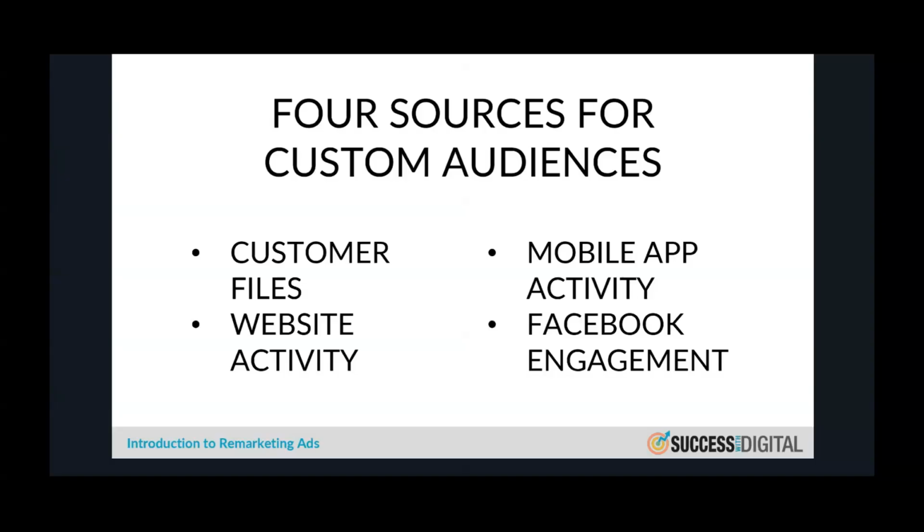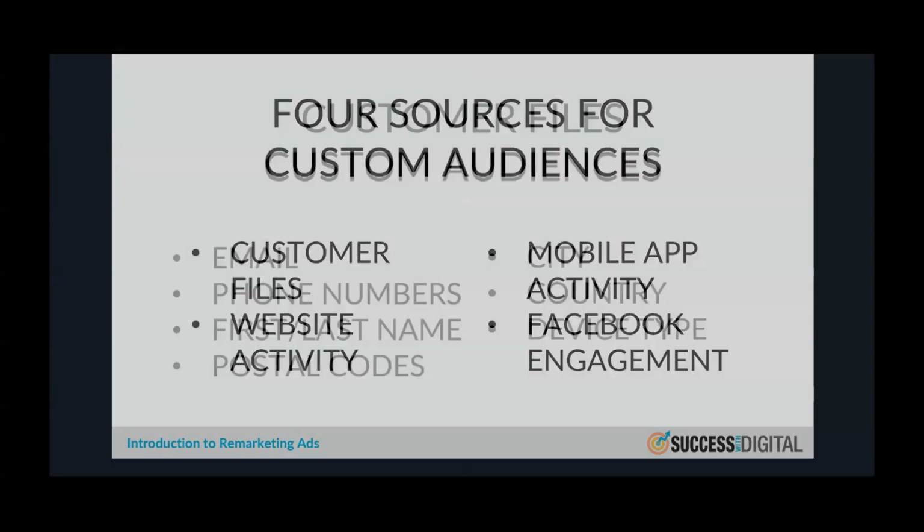There's also website activity, which we'll be covering quite a bit today. There's mobile app activity. So if you do have a mobile app and you want to create custom audiences based on the activity that they're doing in your app, then you can create audiences based off that. And then there's also Facebook engagement. So that's anybody that engages with your page or watches a specific video. It could be someone that looks at an event that you have on your page, really any type of Facebook engagement.